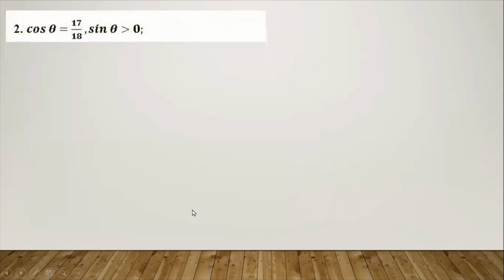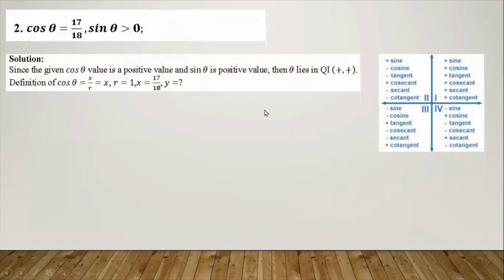Let's have another example. Given cosine theta, which is equal to 17 over 18, where sine theta is greater than 0. We already have the guide here in this condition. Sine will be positive and cosine must be positive also. And that is in quadrant 1. All the values of the 6 trigonometric functions in quadrant 1 are all positive.